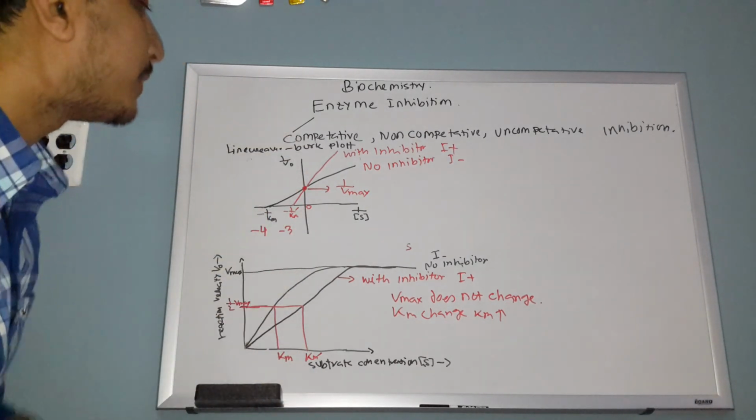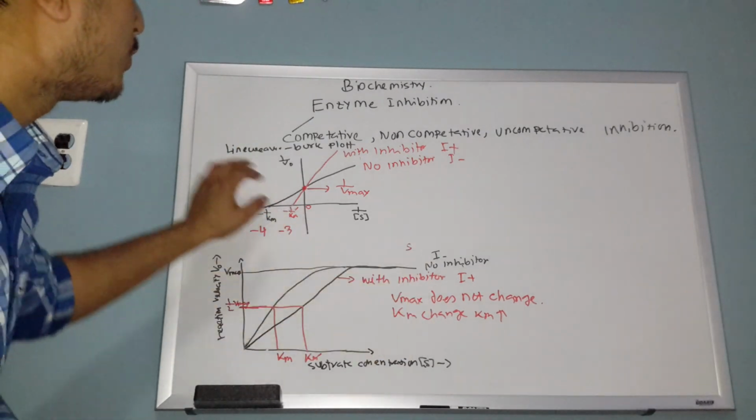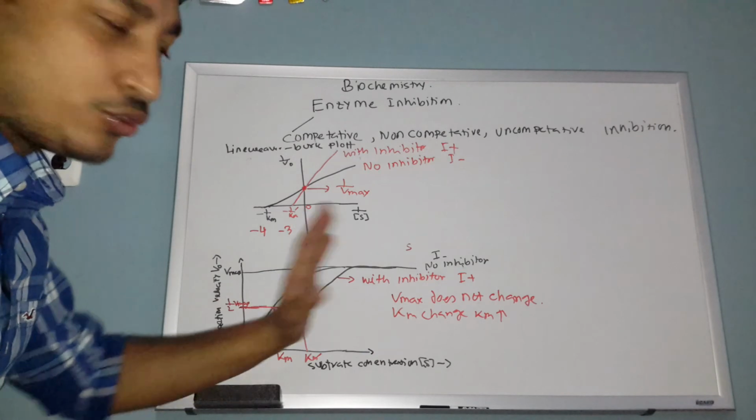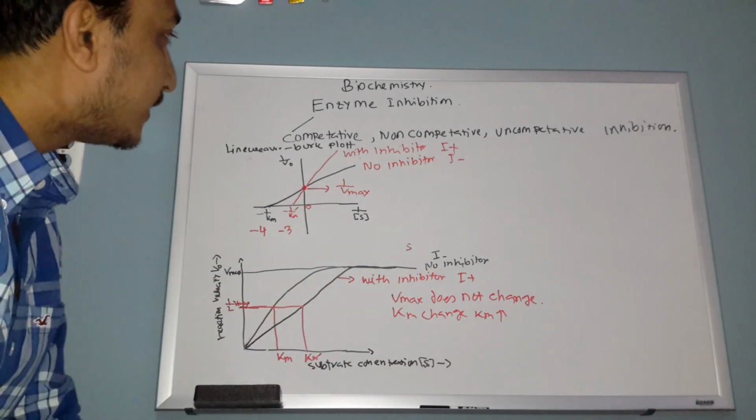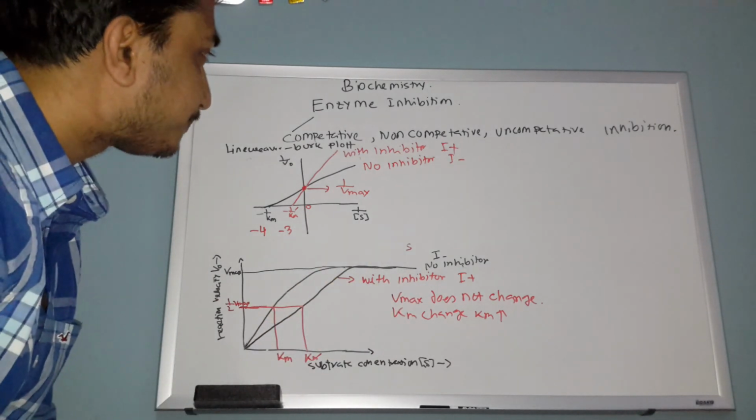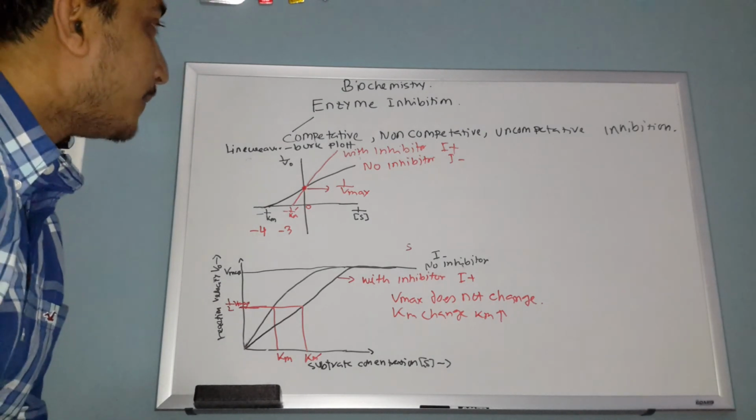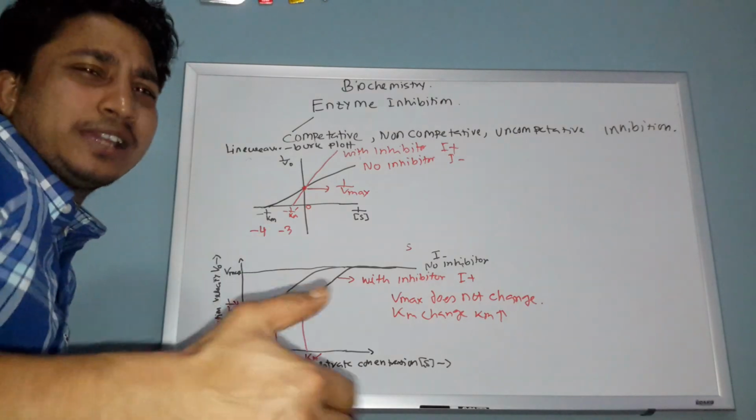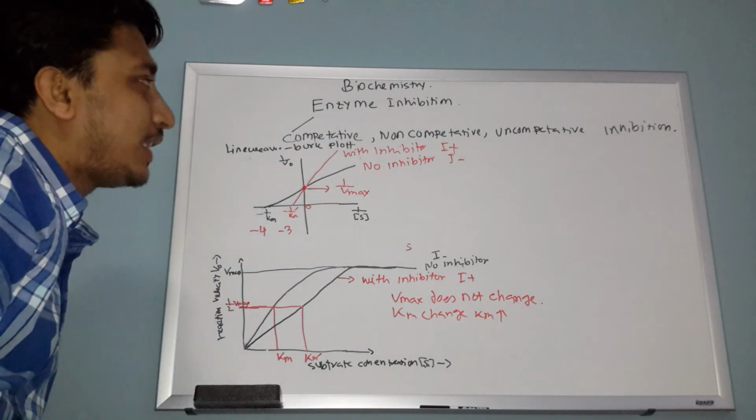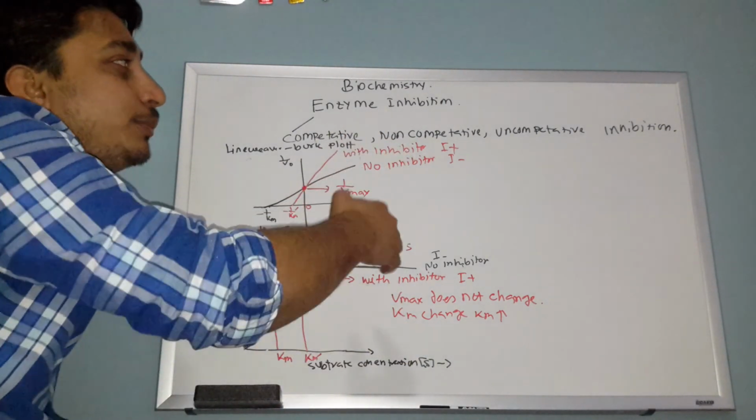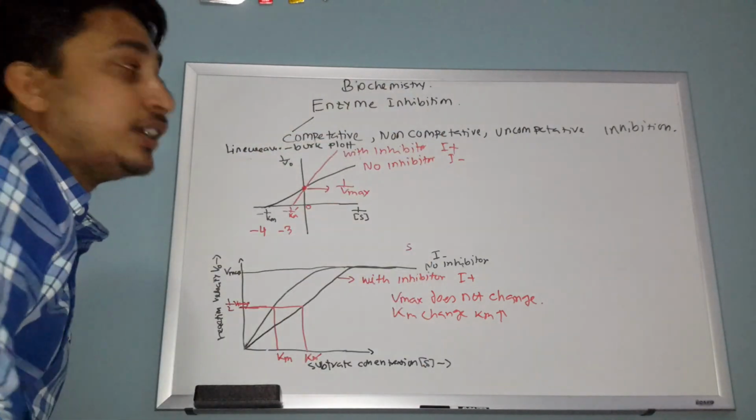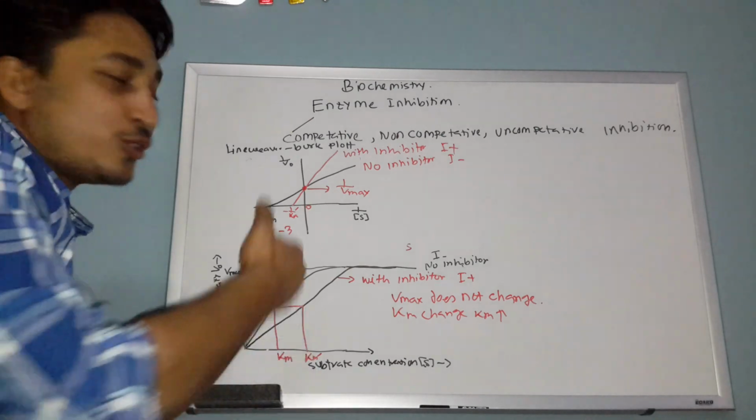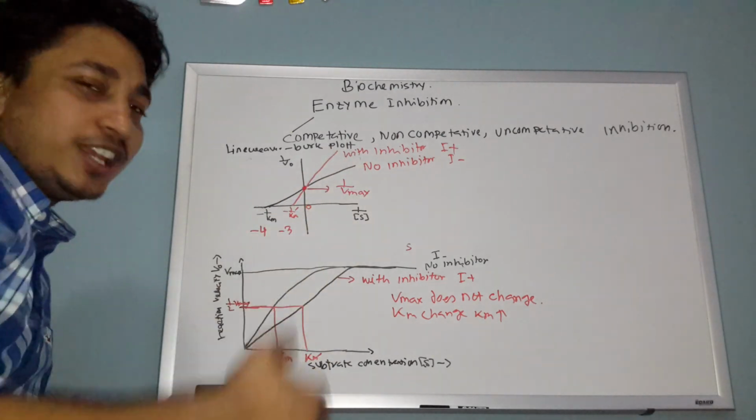This is the double reciprocal plot or Lineweaver-Burk plot, and this is the Michaelis-Menten equation plot. So I hope you guys understand the competitive inhibitor. Then in my next video I'll explain non-competitive inhibitor and uncompetitive inhibitor, because this video is going to be very long.